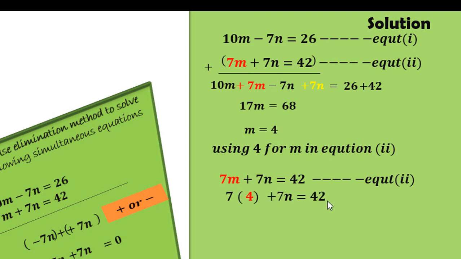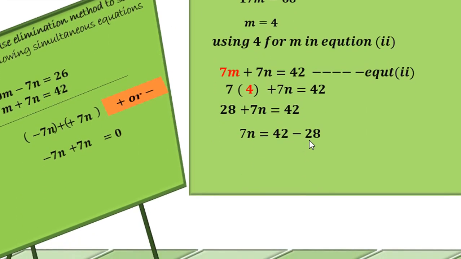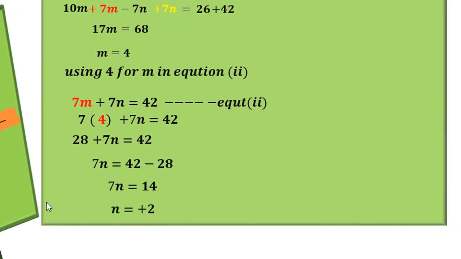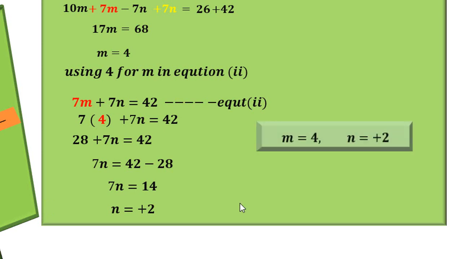So when I simplify this, 7 multiplied by 4 is 28, plus 7n equals 42. So I can now say 7n equals 42, then this positive 28 coming here becomes negative 28. So that is 7n equals 14. Then my n equals 14 divided by 7. My n equals 2. So m equals 4 and my n equals 2.